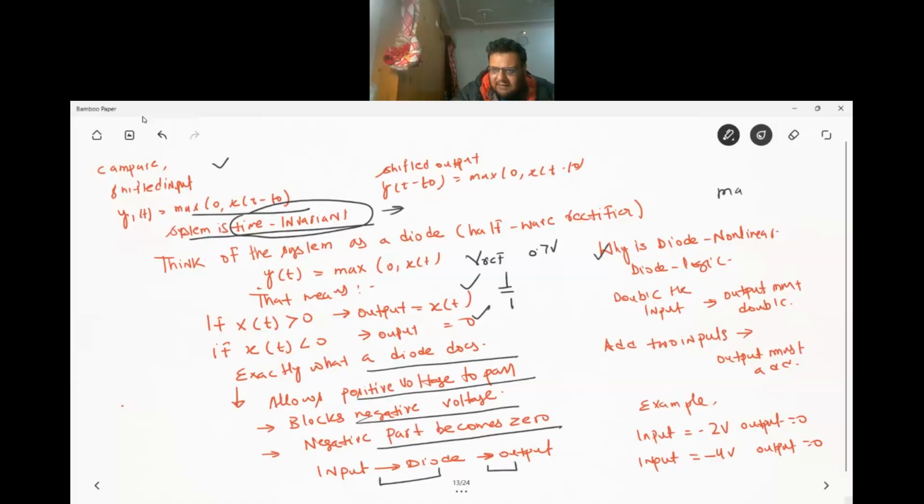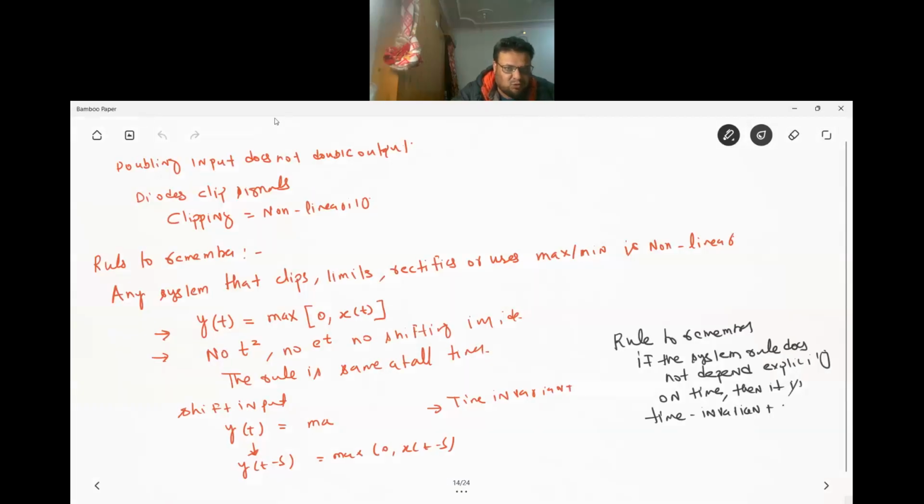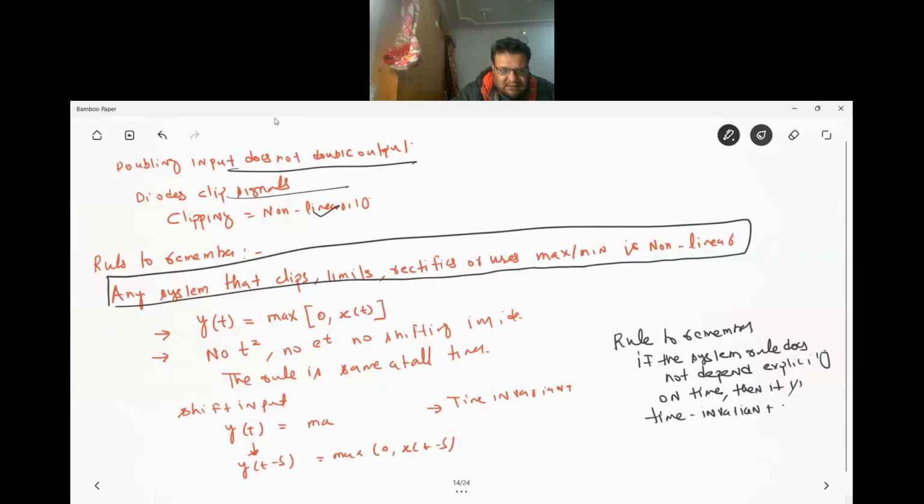That's the reason this max function results in clipping. So this diode logic you can also apply here. Suppose you give an input of -2 volts, the output would be 0. If you double the input, the output is still going to be 0 unless the voltage is positive. So doubling the input does not have any effect on the output. The diode clips the signal. Now, the rule to remember here is that any system that clips, limits, rectifies, or uses these functions is non-linear. Instead of checking homogeneity and all, just see that. So this function is non-linear.